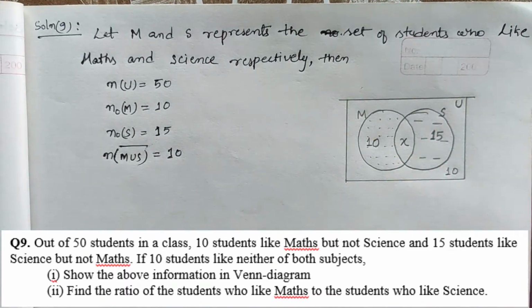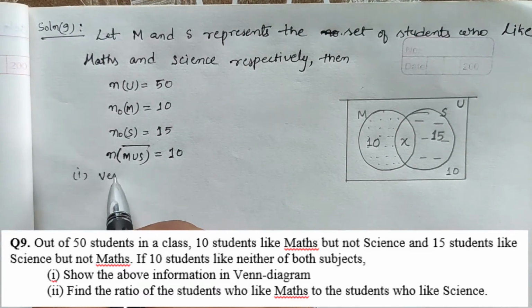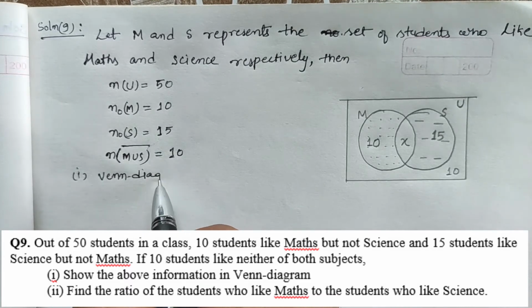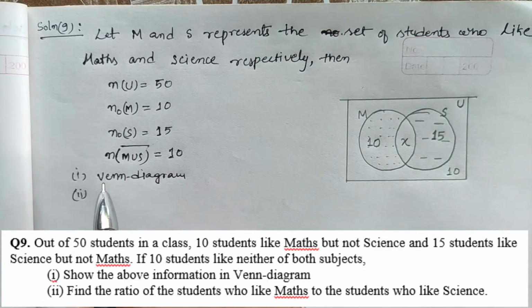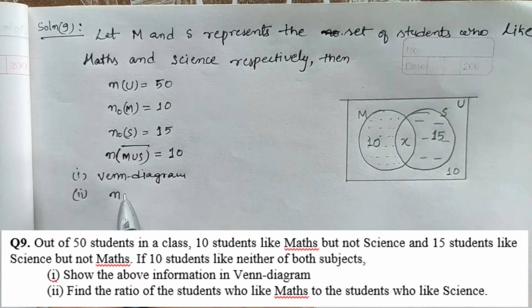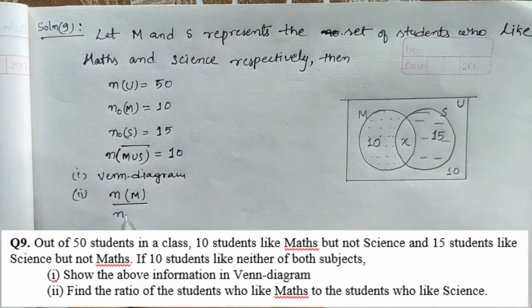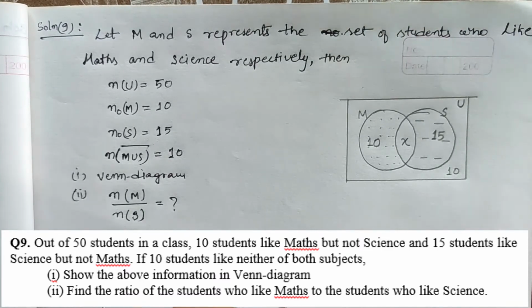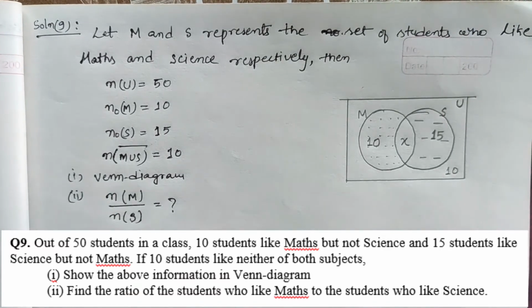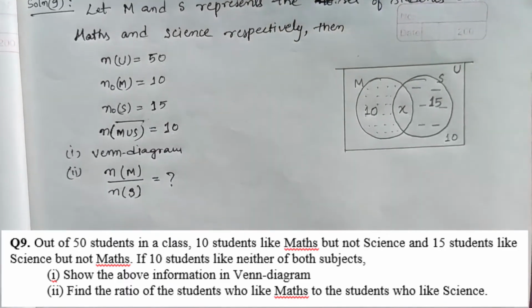In the first part, you have to draw the Venn diagram. Yeah, we have drawn it. And in the second part, you have to find the ratio of students who like maths to the number of students who like science, equal to what? To find the ratio, first we have to find these two, n(M) and n(S), then only we can get the ratio, as we have already drawn the Venn diagram.